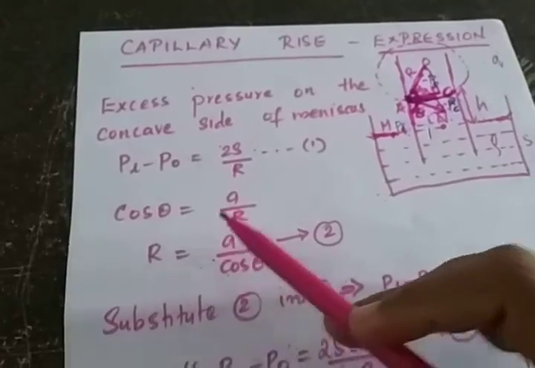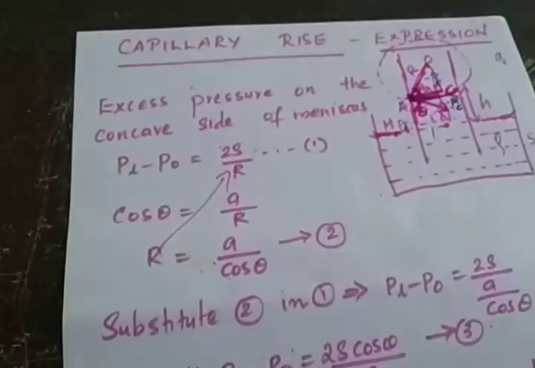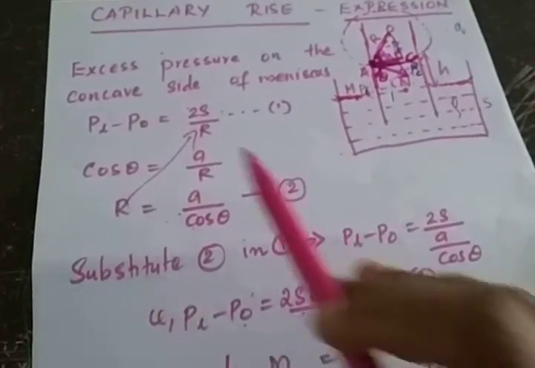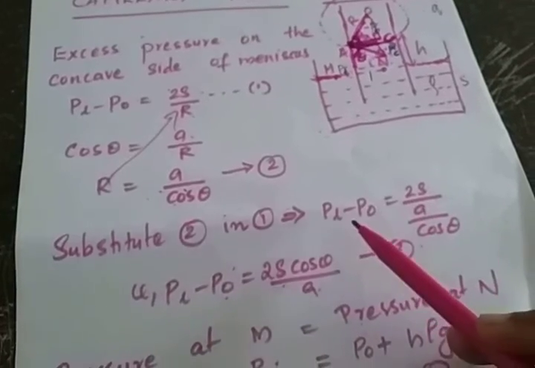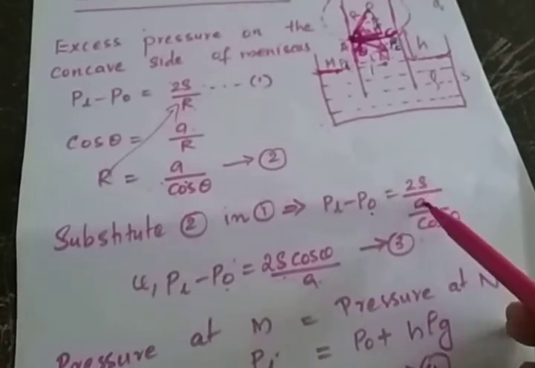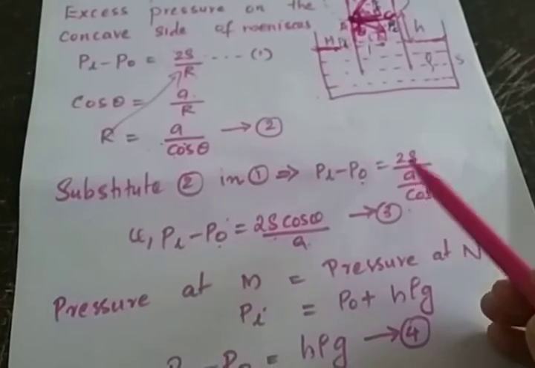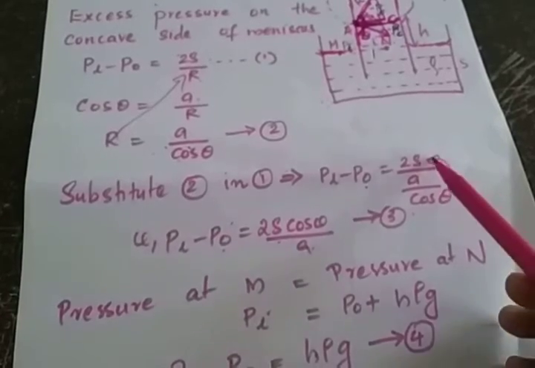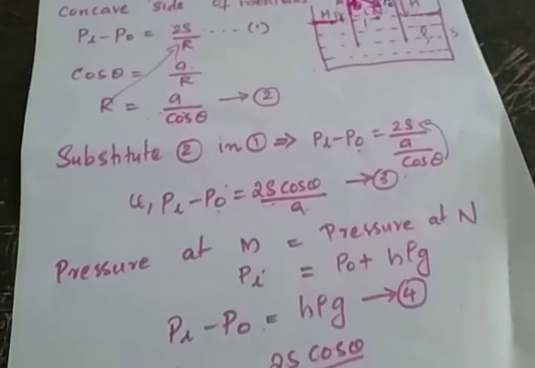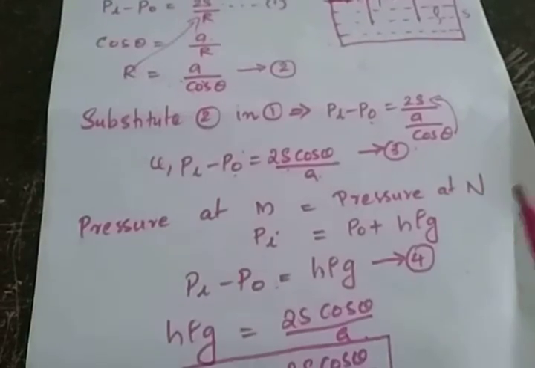Now, substitute this R in equation 1. When you substitute 2 in 1, you will get Pi minus Pu equal to 2S by, instead of R, substitute A by cos theta. So we get Pi minus Pu equal to 2S by A by cos theta. Therefore, Pi minus Pu equal to 2S, and this cos theta will go to the numerator. So you will get 2S cos theta by A. Let it be our third expression: Pi minus Pu equal to 2S cos theta by A.